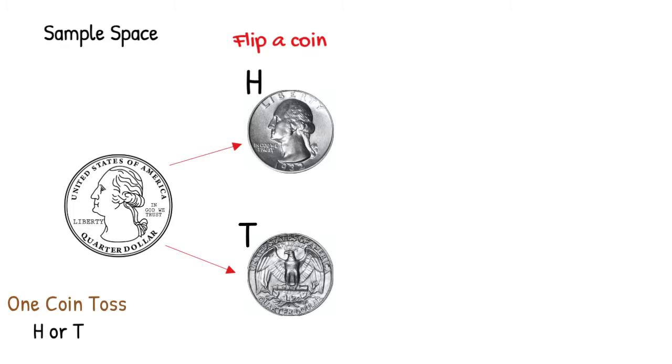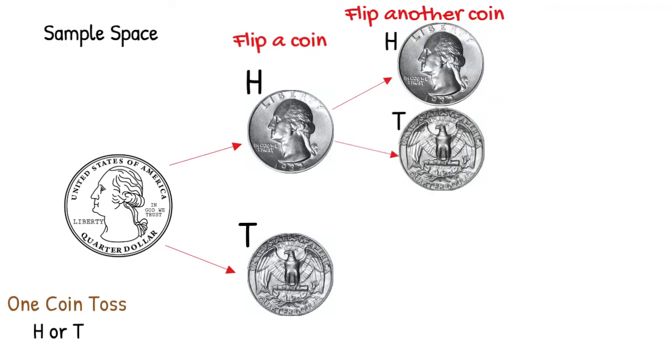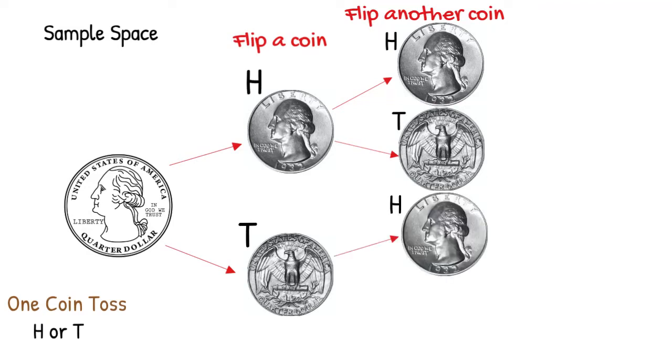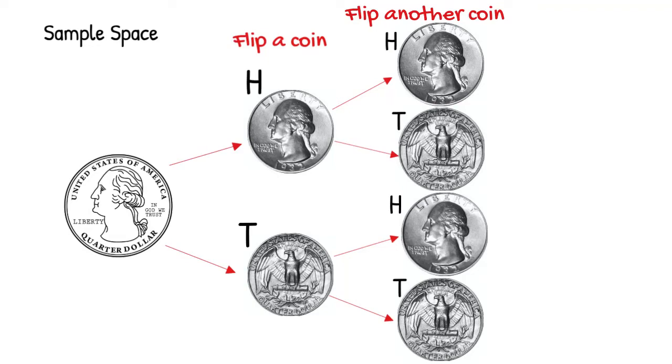While that might seem simple enough, the sample space gets more challenging to see for additional trials. We can use a diagram called a tree diagram to help us easily visualize the sample space. Let's say we flip another coin. If we first got heads, our next flip can give us heads or tails. And if we first got tails, our next flip can give us heads or tails.